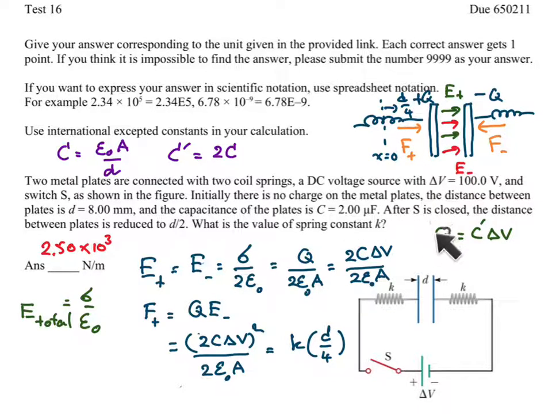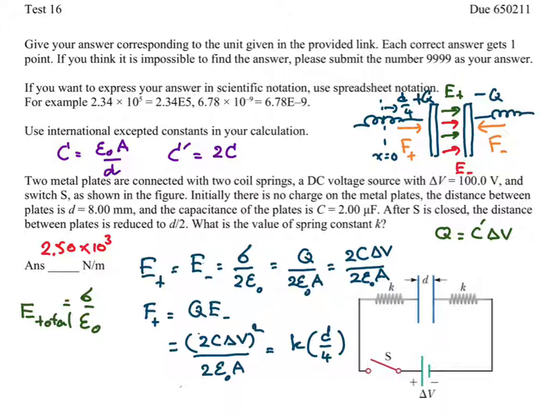Okay, so we put this C prime here. This C prime is equal to 2C. We put C prime, Q equal to C prime delta V, and C prime is equal to 2C. So we have Q is equal to 2C delta V, and this is the expression for the electric field.